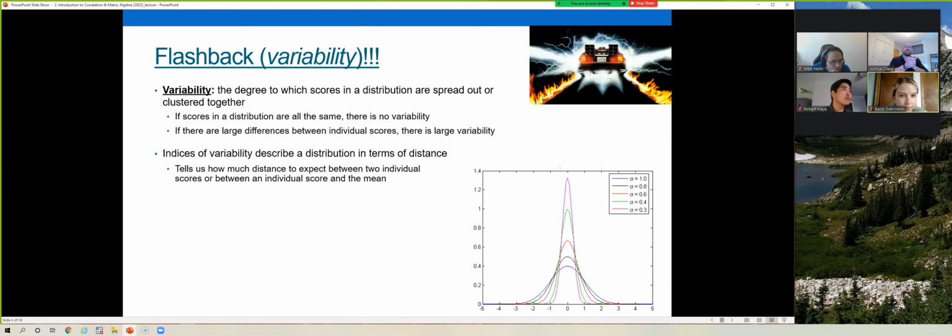We typically have a lot of different indices of variability. We have range, standard deviation, variance. All of these describe your distribution in terms of distance. Okay. And we can use these to start to infer information about how much difference I would expect between two randomly selected scores from the distribution, or the difference between, say, the mean of the distribution and some randomly selected score.